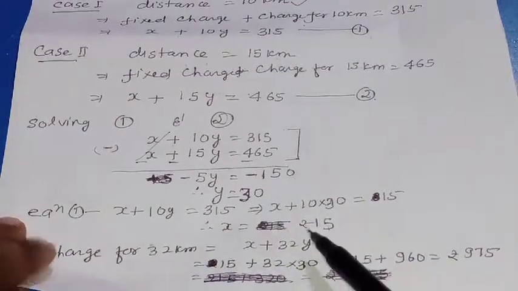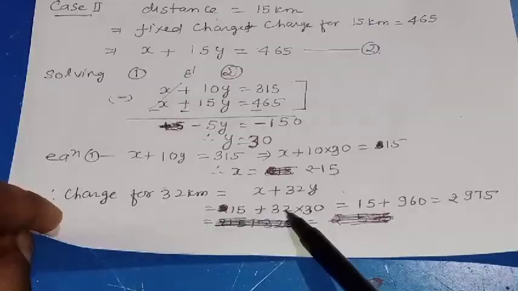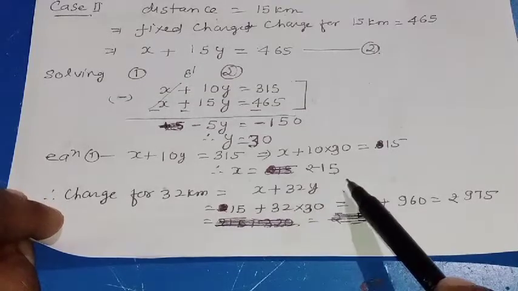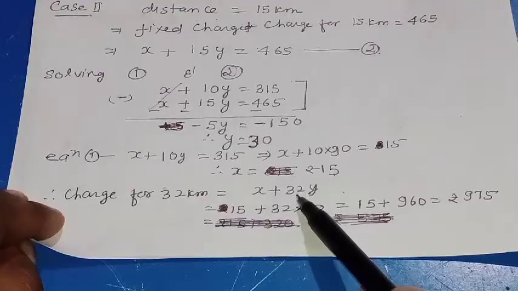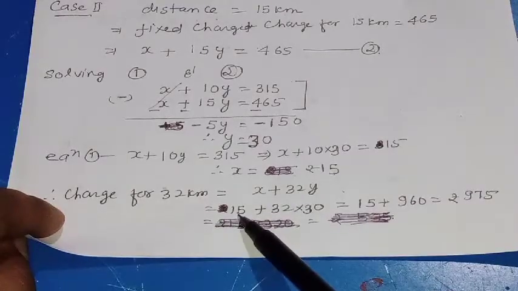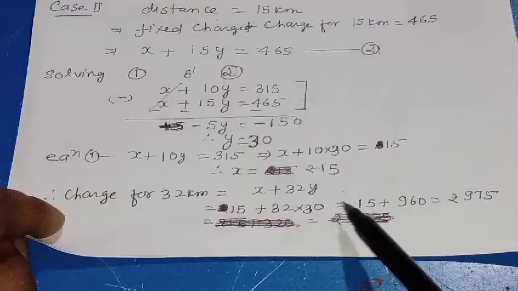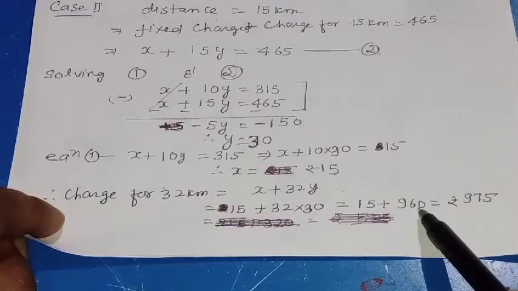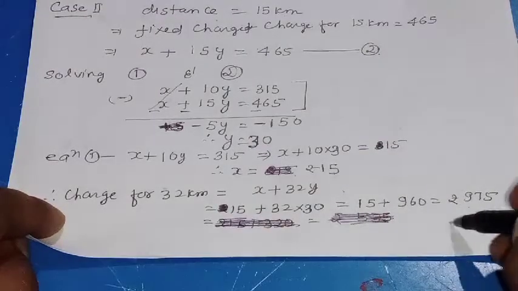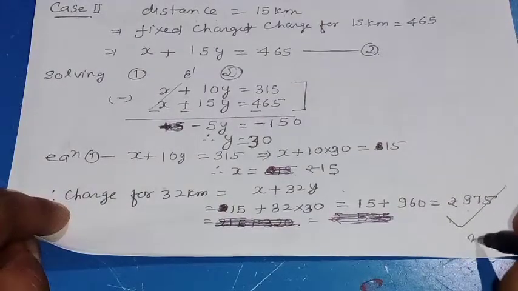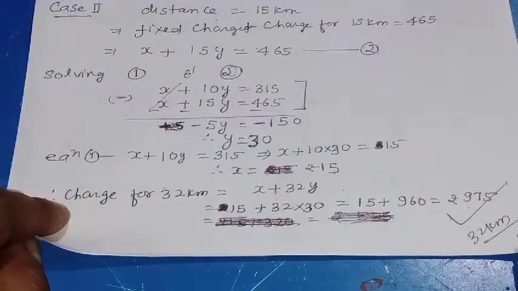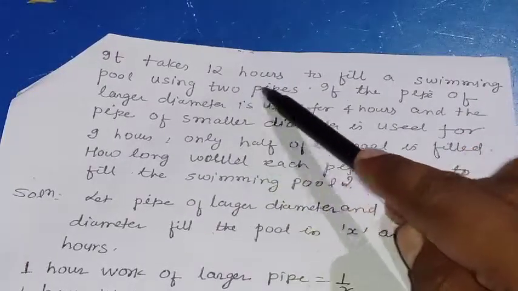So the second part of the question is, you have to find out how much charge is to be paid when the man is traveling 32 kilometer. So the fixed charge is x plus 32 kilometer, it is 32y. So the fixed charge is 15 plus 32 into 30, that is equal to 15 plus 960. So that man has to pay 975 rupees for traveling 32 kilometer.